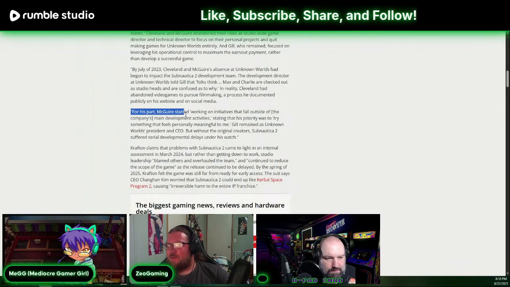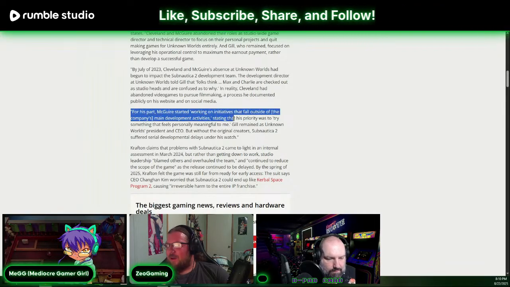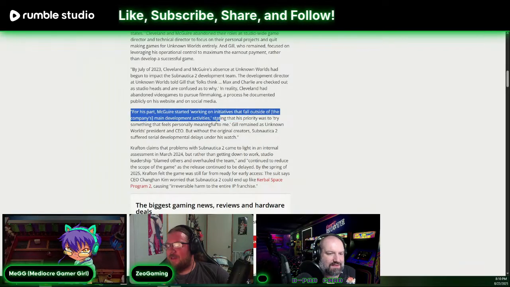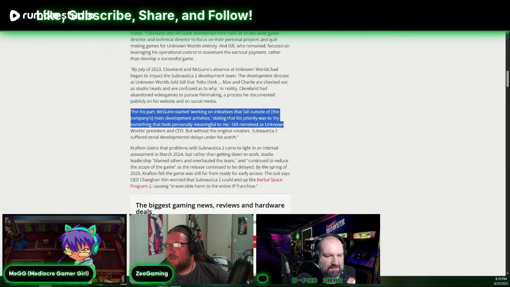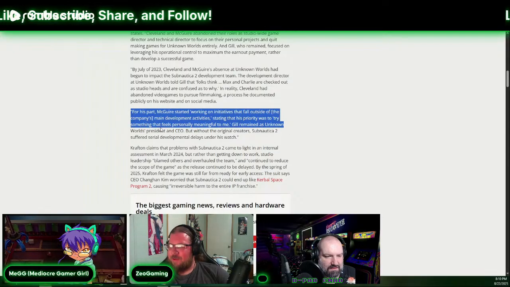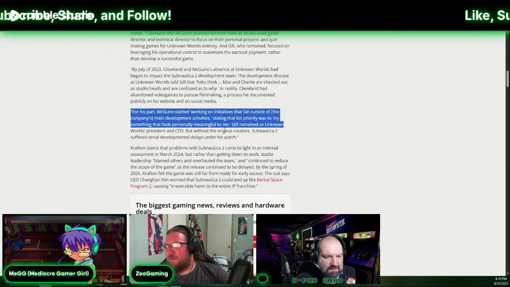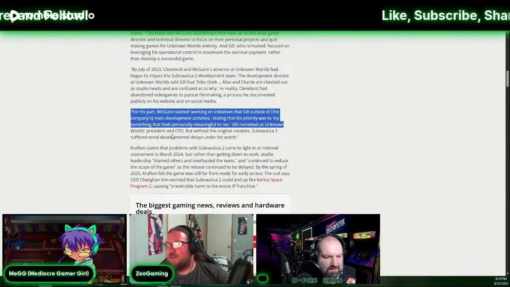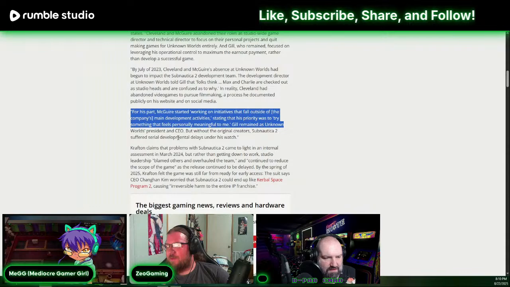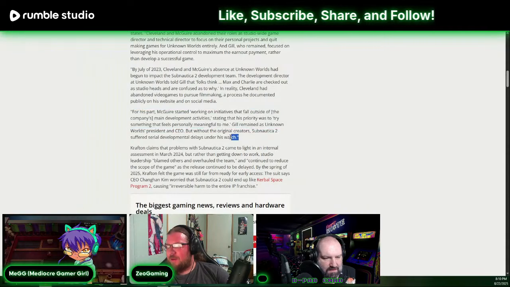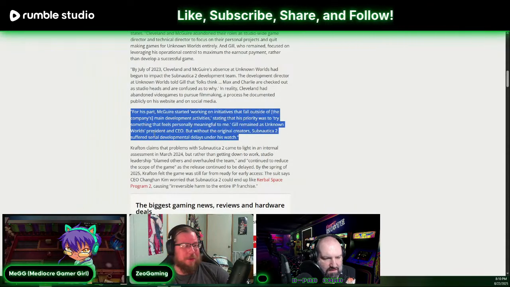For his part, MacGyver started working on initiatives that fall outside the company's main development activities, stating that his priority was to try something that feels personally meaningful to me. Gill remained as Unknown World's president and CEO, but without the original creator, Subnautica 2 suffered several developmental delays under his watch.